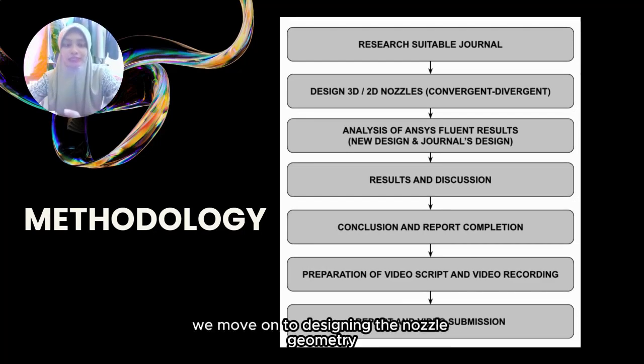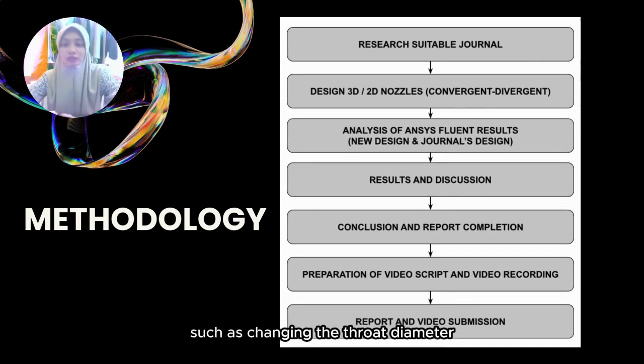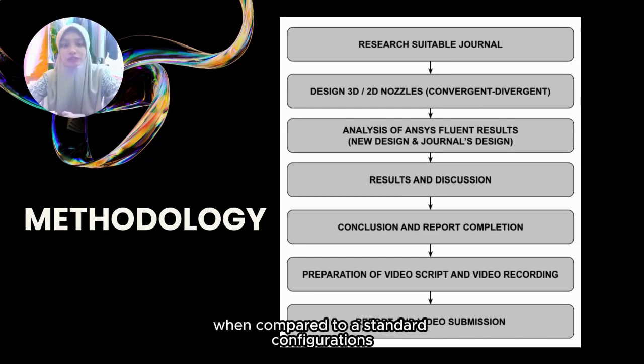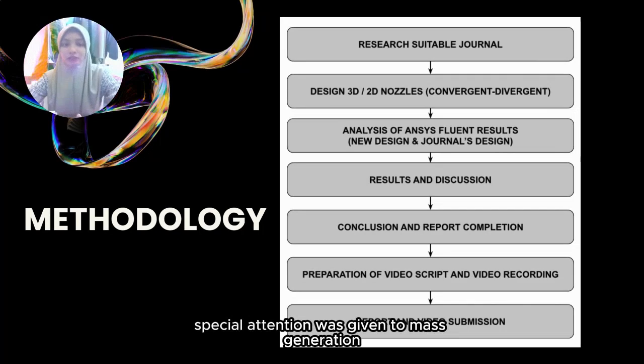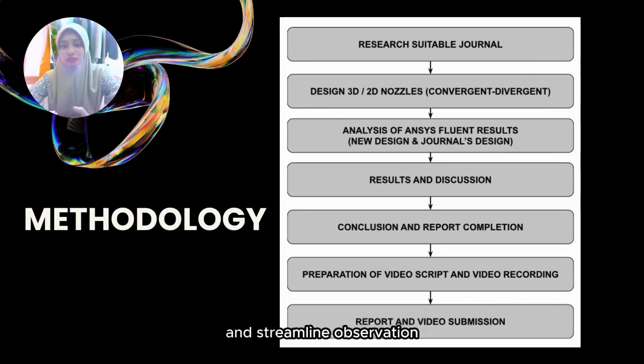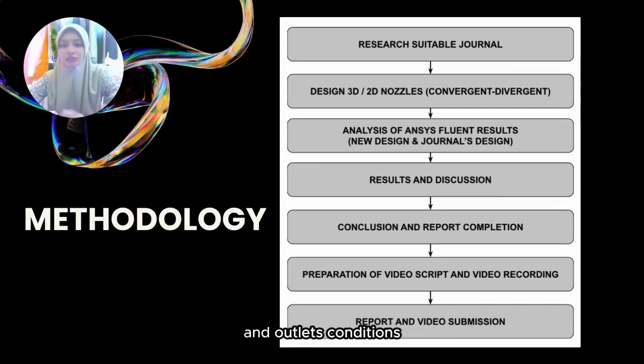Next, we move on to designing the nozzle geometry in both 2D and 3D. The initial design parameters were adapted from the reference journal to ensure accuracy and relevance. We also made modifications such as changing the throat diameter and converging angle to study the effect of these variables when compared to standard configurations. With the models ready, we perform CFD simulation using ANSYS Fluent. We simulate compressible flow through both our new design and the journal-based design. Special attention was given to mass flow rate and streamline observation. To better understand flow characteristics, we analyzed contour plots showing the difference between inlet and outlet conditions.